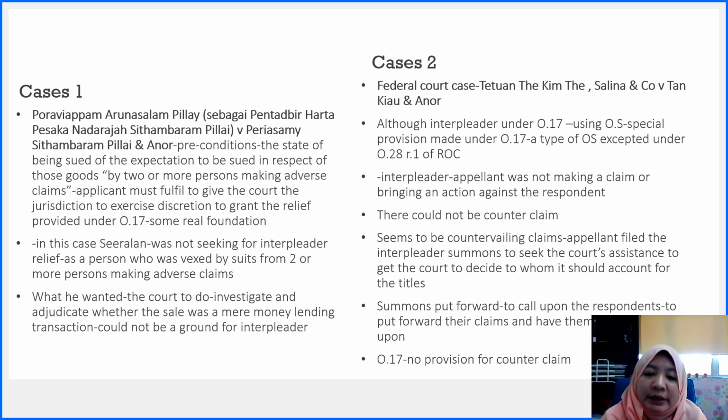Basically, Order 17 makes no provision for counterclaim. I think that's quite understandable and logical, in the sense that what the court is doing is not to take into account any counterclaim, but to adjudicate these various claims, look at the facts and the laws, and decide which is the rightful party to that property, chattel, or whatever. Get what I mean? So I think it's logical why there is no provision for counterclaim.